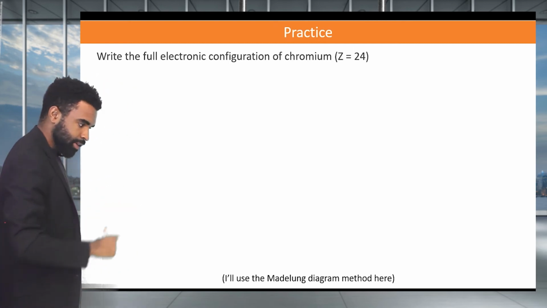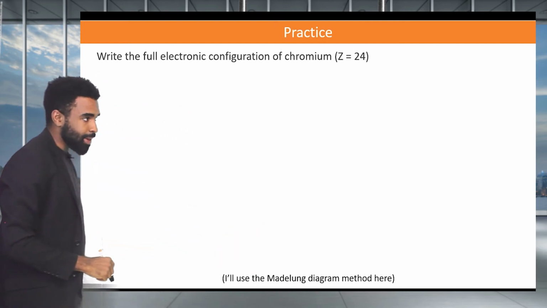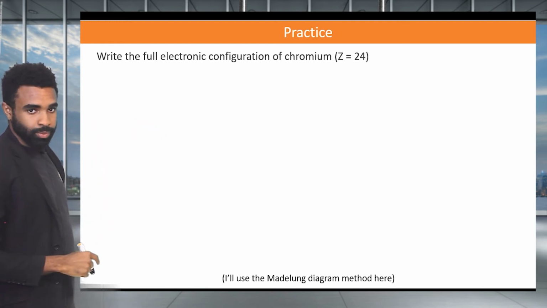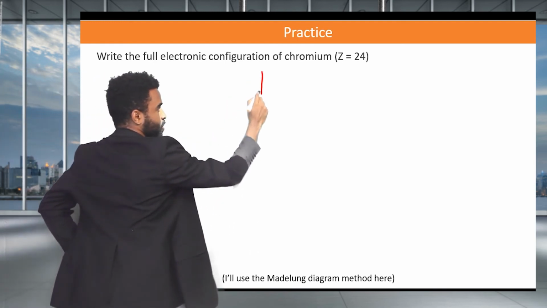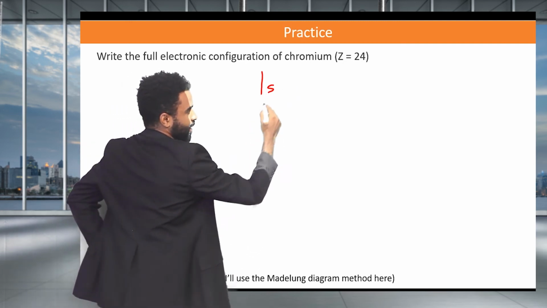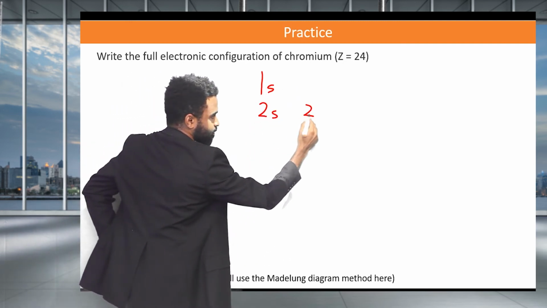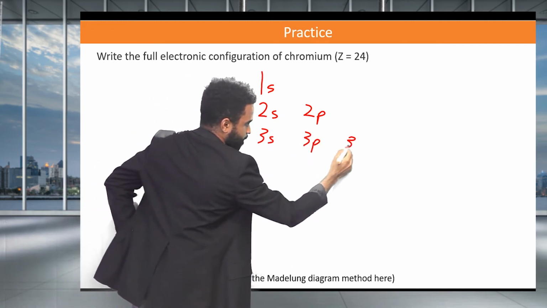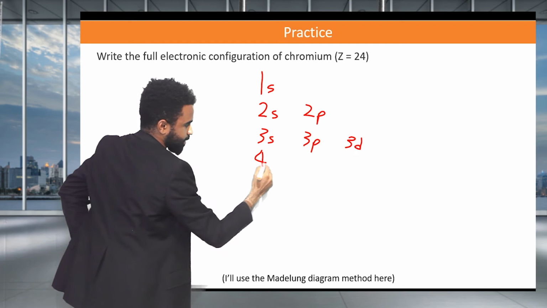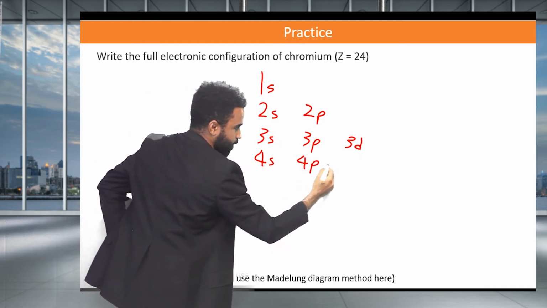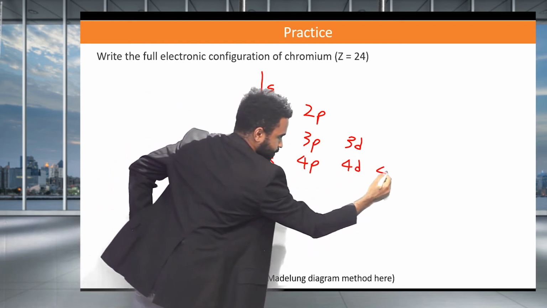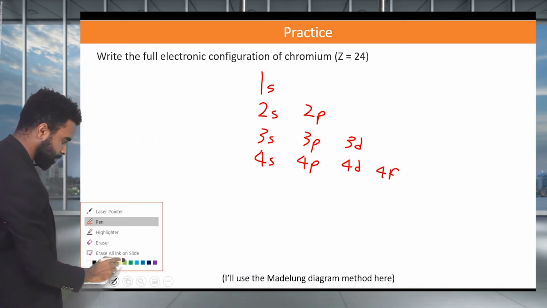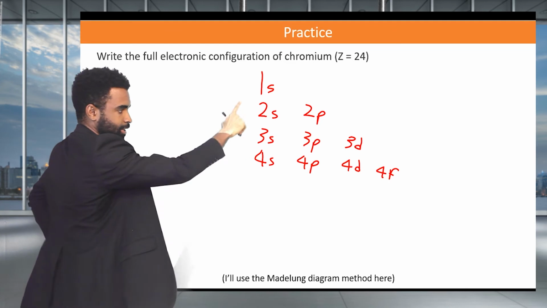How do we do this? Here I'm going to use the Madelung diagram method. For chromium, I need 24 electrons since I have 24 protons there, the Z number. So to do my Madelung diagram, I write 1s, then 2s, 2p, then 3s, 3p, 3d, okay, then 4s, 4p. I don't think I have to go this far, but I do it anyways, 4f.